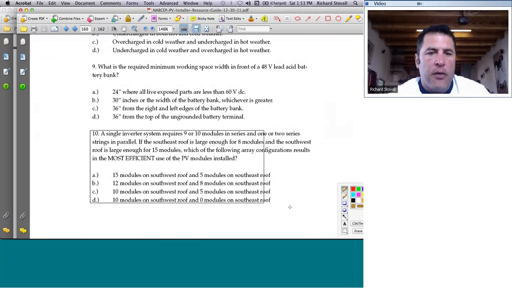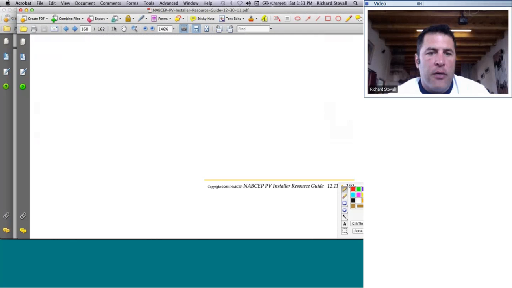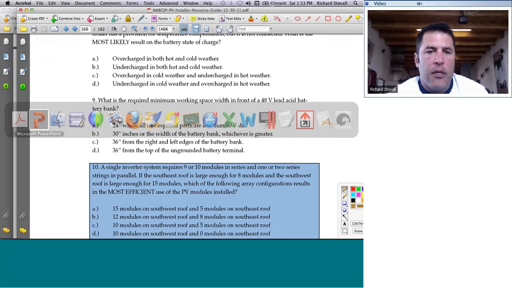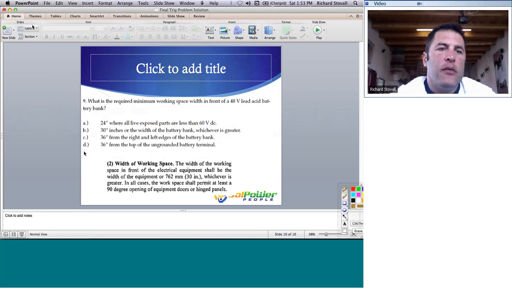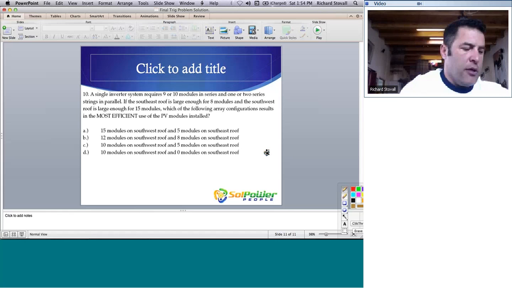Okay. Going here, and this slide. A single inverter system requires 9 or 10 modules in series, and 1 or 2 series strings in parallel. The southeast group is large enough for 8 modules, and the southwest group is large enough for 15 modules. Which of the following array configurations results in the most efficient use of the PV modules installed? The first answer, 15 modules on the southwest roof and 5 modules on the southeast roof.